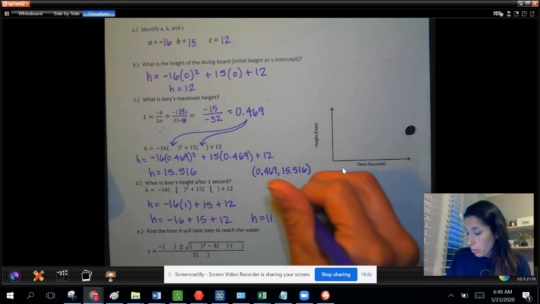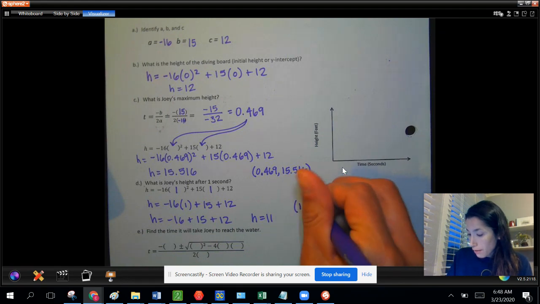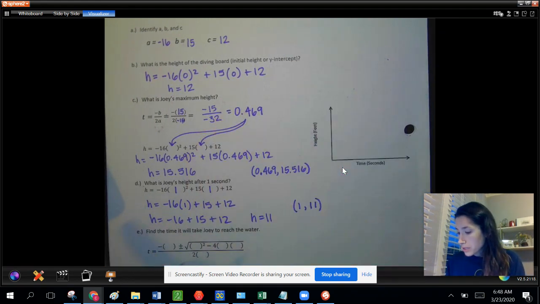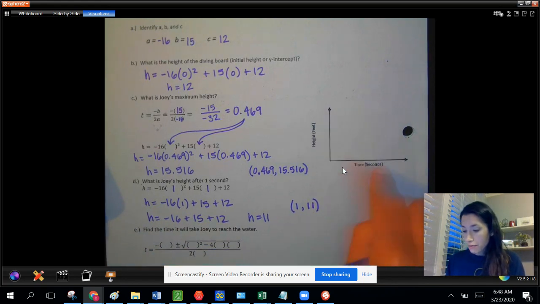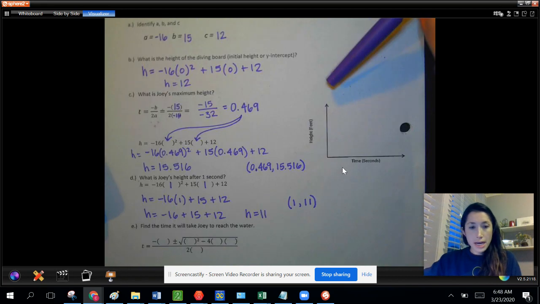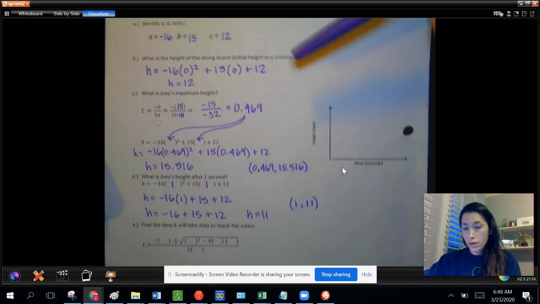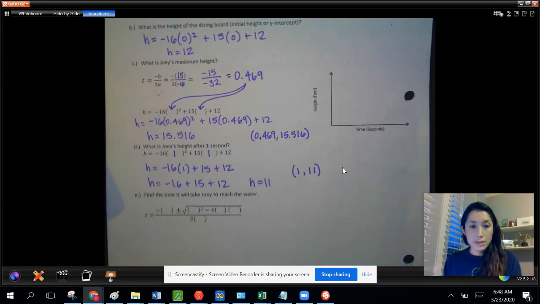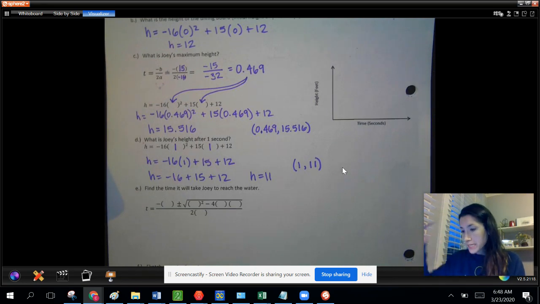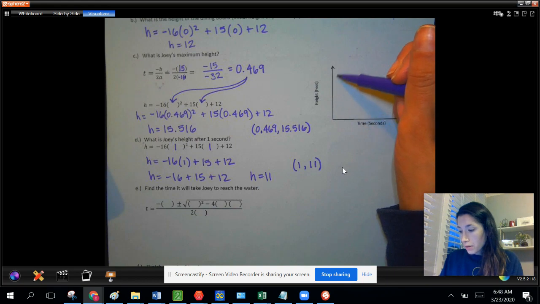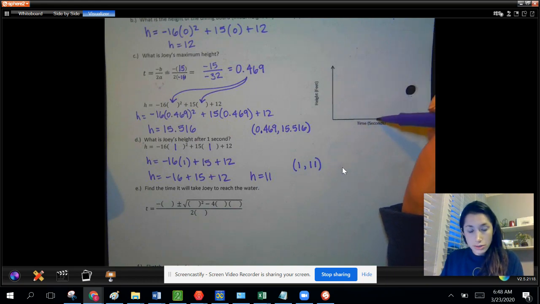So that would be another coordinate point of 1 comma 11. So we might have a few data points. Actually, we have 3 data points that we can plug into to make a graph eventually. And now what we're looking for is to find the time it will take Joey to reach the water. So when Joey reaches the water, he's going to have a height of 0. That's going to be when he comes down off the parabola. So he starts maybe at 12 feet, he goes up, reaches maximum height, and then reaches the ground, okay?